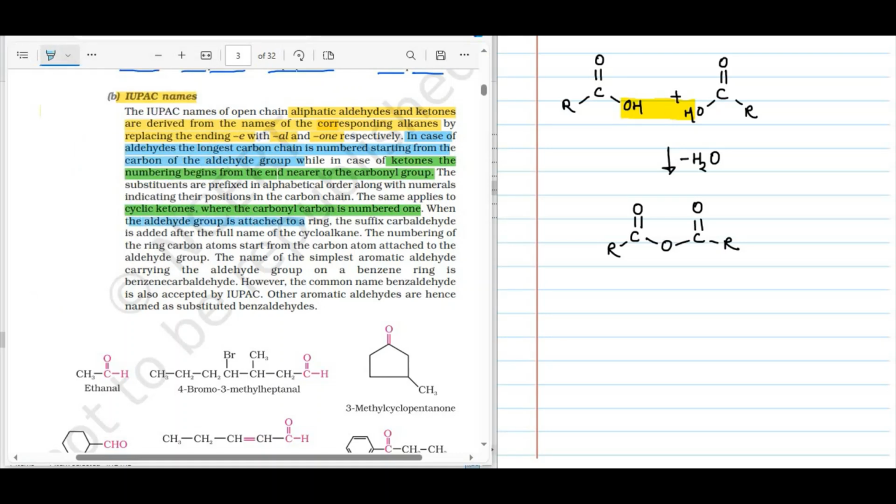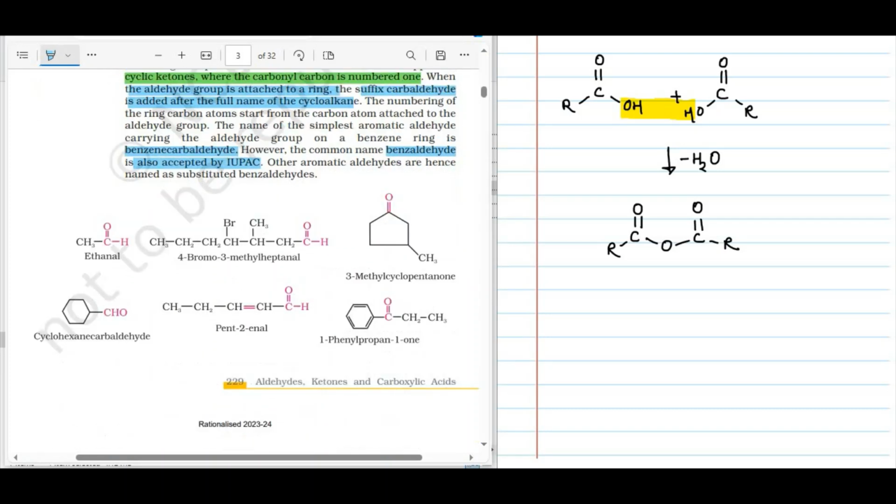When an aldehyde group is attached to a ring, the suffix carbaldehyde is added after the full name of the cycloalkane. The numbering of the ring carbon atoms starts from the carbon atom attached to the aldehyde group. The name of the simplest aromatic aldehyde, carrying the aldehyde group on a benzene ring, is benzene carbaldehyde. However, the common name benzaldehyde is also accepted by IUPAC. Other aromatic aldehydes are hence named as substituted benzaldehydes.